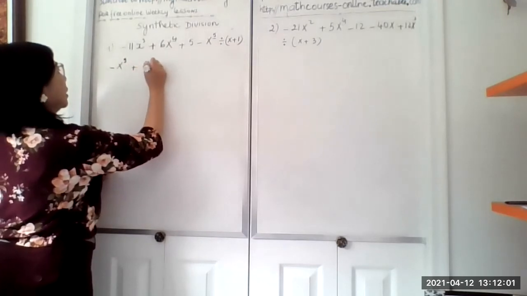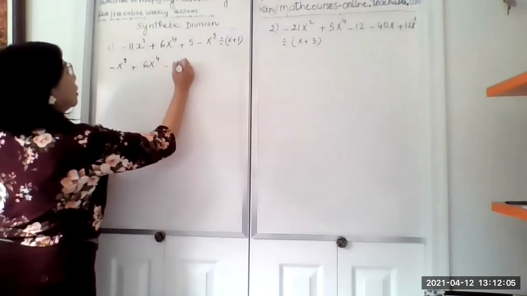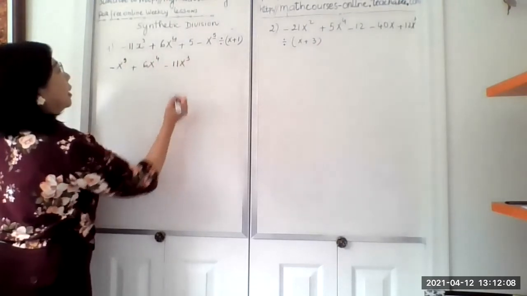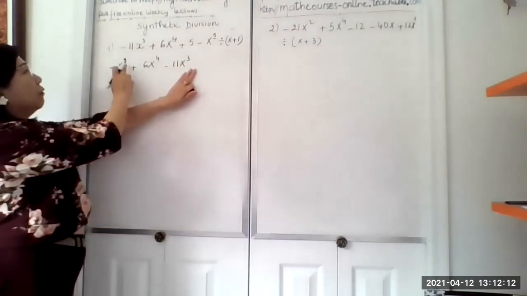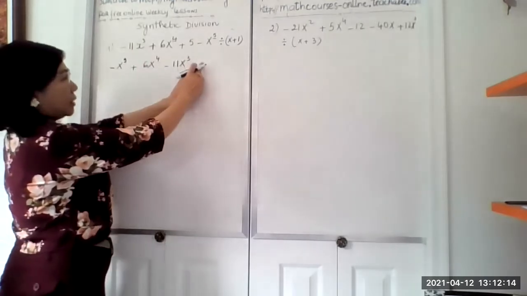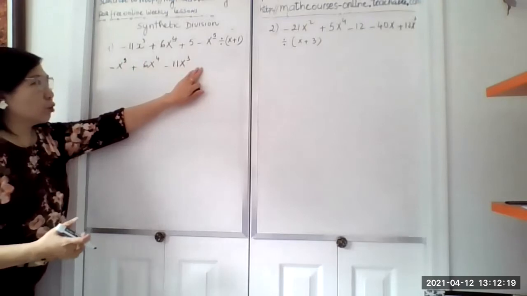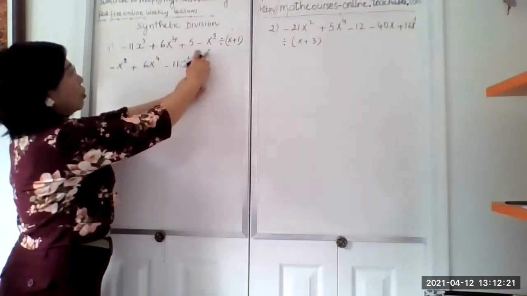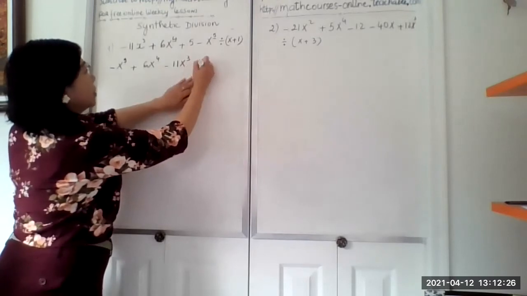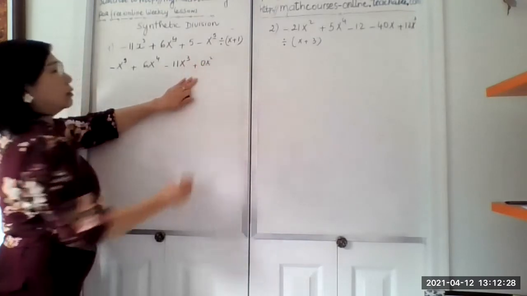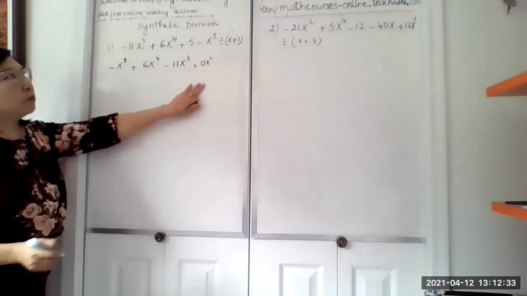So plus 6x to the power 4. Then minus 11x to the power 3. And the next one supposed to be x squared, right? Because we go from 5, 4, 3, then the next level will be power 2. Unfortunately, we don't have it in here. So what we do, we add a 0 x squared, pretend that it's there, but it's not there. And therefore, we put a 0.